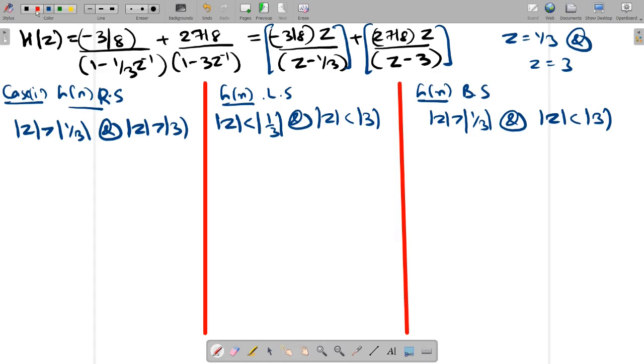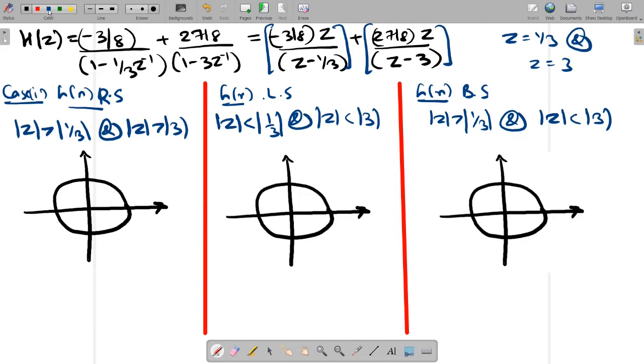Okay, so now if I draw the ROC, let us see how the ROC will look like. So where are my poles, guys? Poles are at 1 by 3, so 1 by 3 is somewhere over here, and 3 is maybe somewhere over here. Same case for this, 1 by 3 over here, 3 over here, 1 by 3 over here, and 3 over here. Okay, what is the first ROC? Mod z is more than 1 by 3 and mod z is more than 3. So what is the final ROC, please? Final ROC is like this.